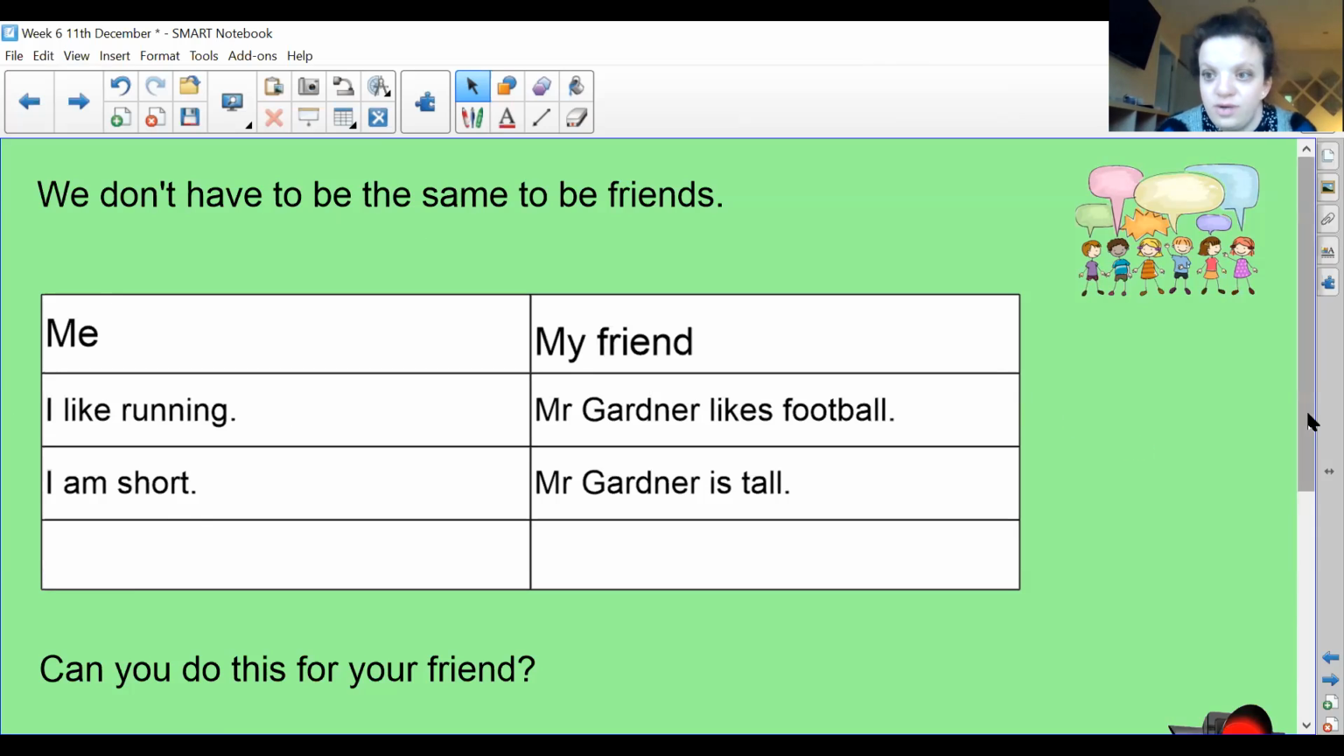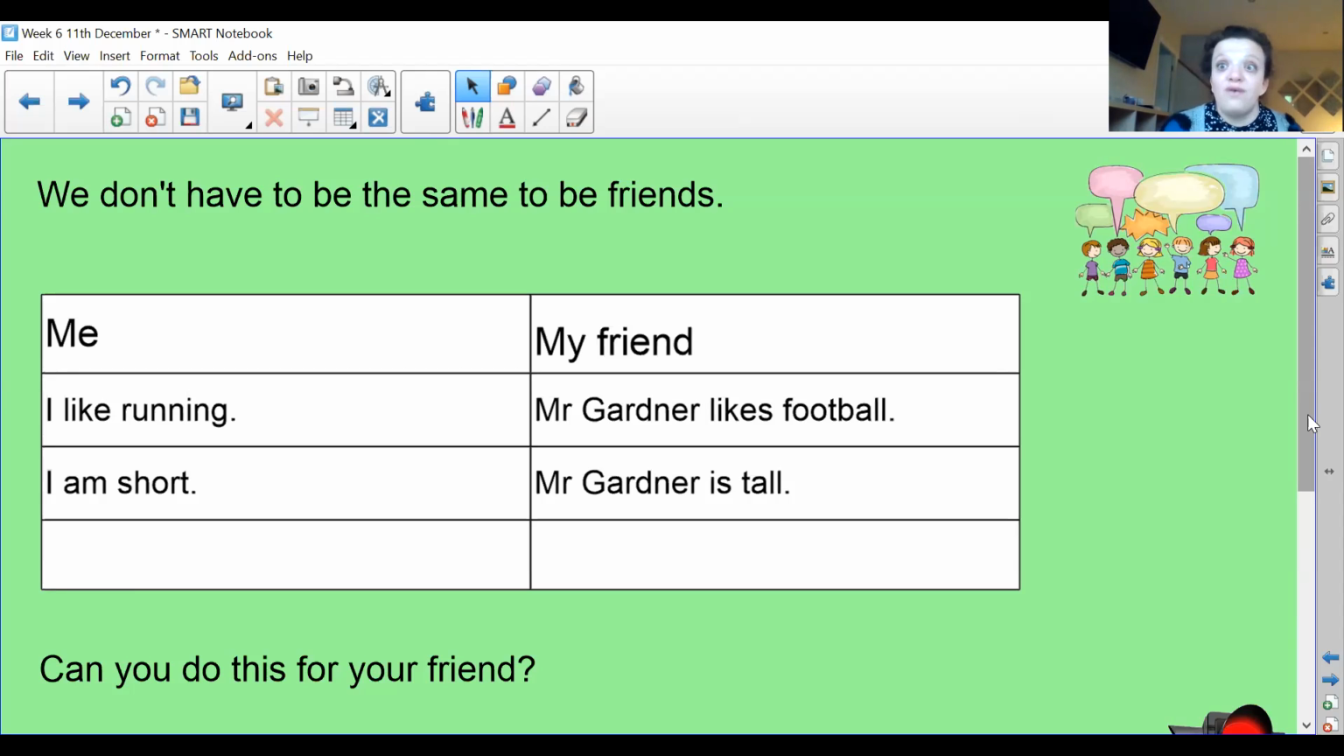So I would like you now to have a go at drawing a table like this, or just drawing a line down the middle of your page, putting yourself on one side and your friend on the other side. It can be a friend that you've got in school or a friend outside of school. And then I'd like you to write things that you like and then things that are different about you and the things that are different about them. It can be what you like, what you look like. It can be what your character's like.